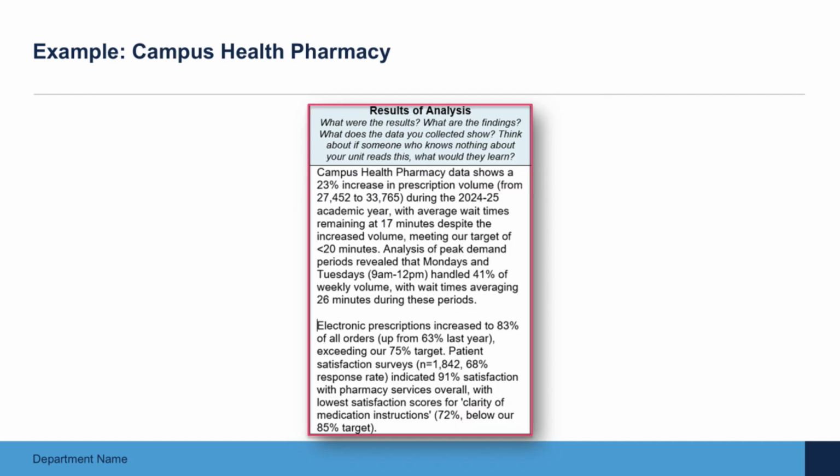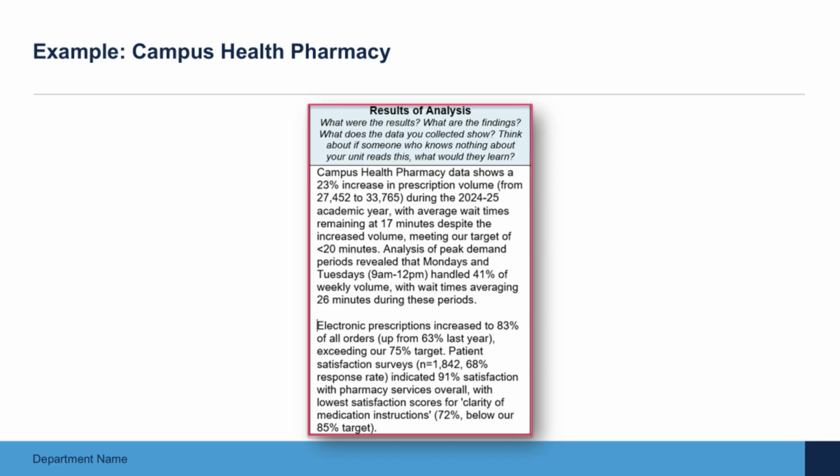Here's an example from Campus Health Pharmacy. Campus Health Pharmacy data shows a 23% increase in prescription volume, from 27,452 to 33,765 during the 2024-25 academic year, with average wait times remaining at 17 minutes despite the increased volume, meeting our target of less than 20 minutes. Analysis of peak demand periods revealed that Mondays and Tuesdays, 9 a.m. to 12 p.m., handled 41% of weekly volume, with wait times averaging 26 minutes during these periods.